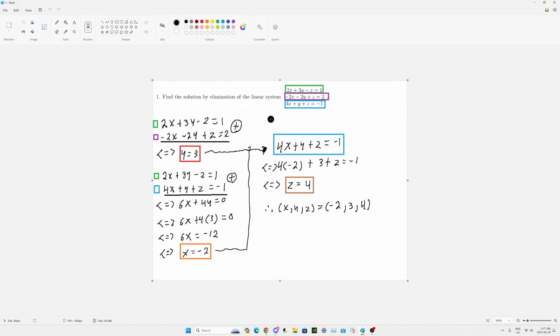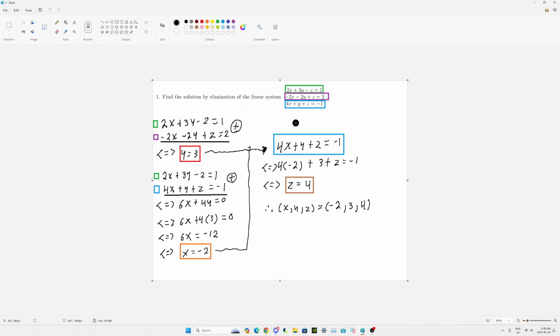Noticing the first and the third, when we add those together, well, what are we going to get? Once again, negative z and z, that's going to cancel. So we're going to get an x and a y, which is perfect, right? Because we have y equals 3, we get an x and y. Well, we can just sub y equals 3 into this. Get 6x plus 4 times 3 equals 0. Move that over, negative 12. And 6x equals negative 12 goes to x equals negative 2, just divide by 6.